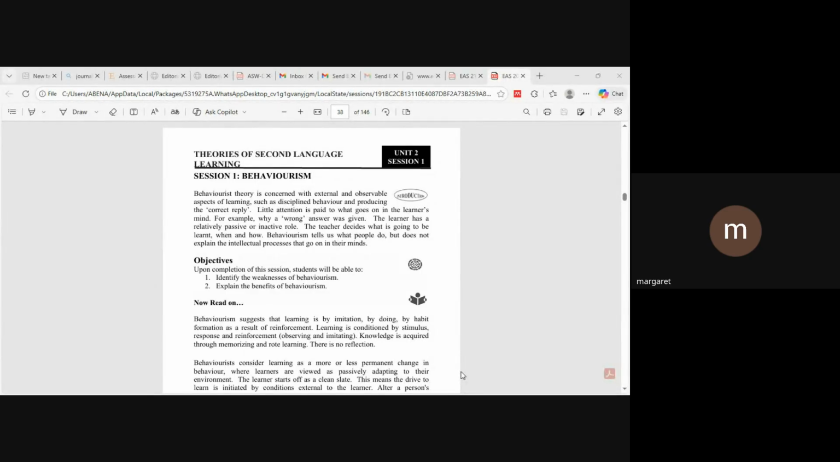Learning should be external, and then learning should be observable. The only way we can see that you have learned is when you show evidence of your learning, when you produce correct output. So, for example, if I teach you what a noun is, and then I give you an exercise and I ask you to identify nouns in a passage, if the learner is able to identify the nouns, it means that learning has occurred. But if the learner is unable to identify the noun, maybe the learner underlines a verb and an adjective instead, it means that learning has not taken place.